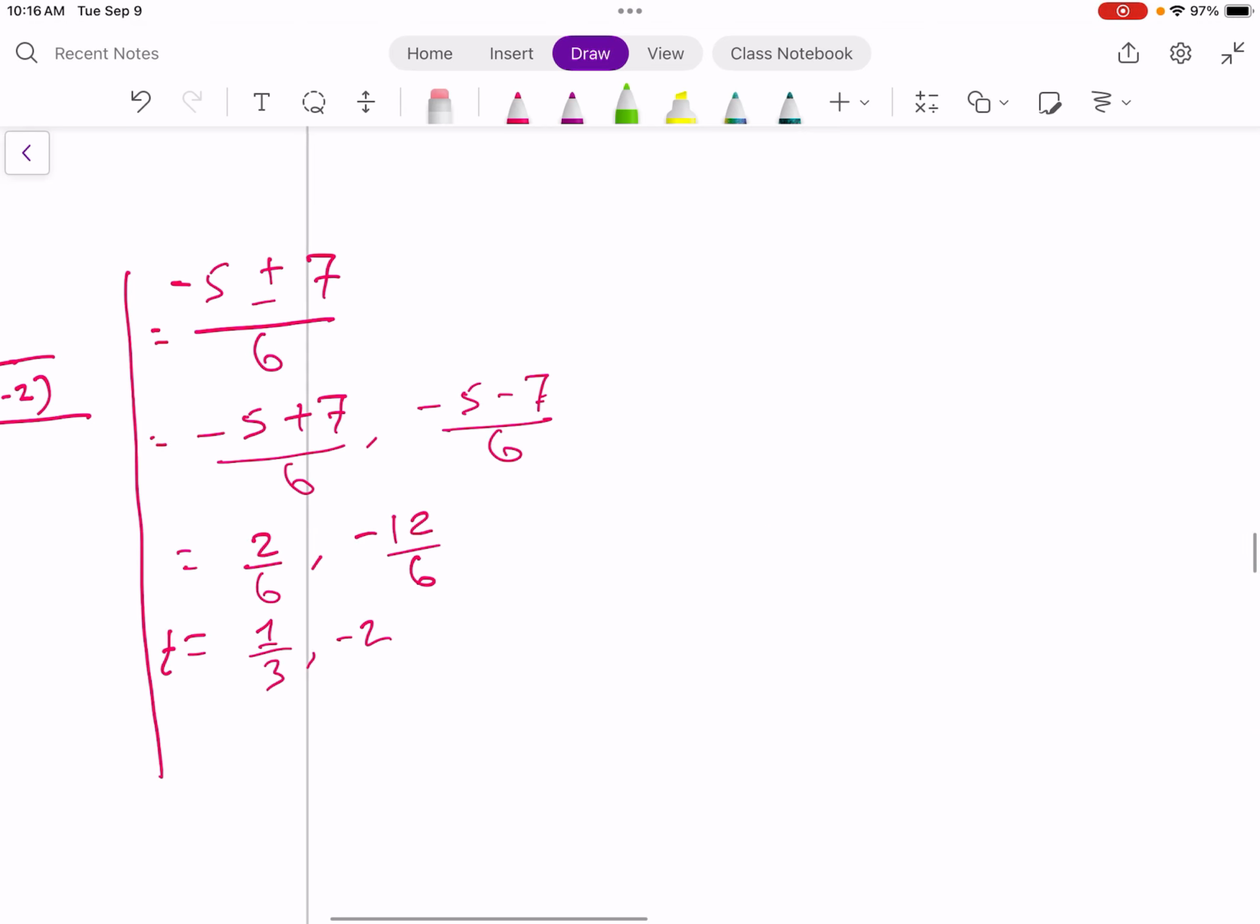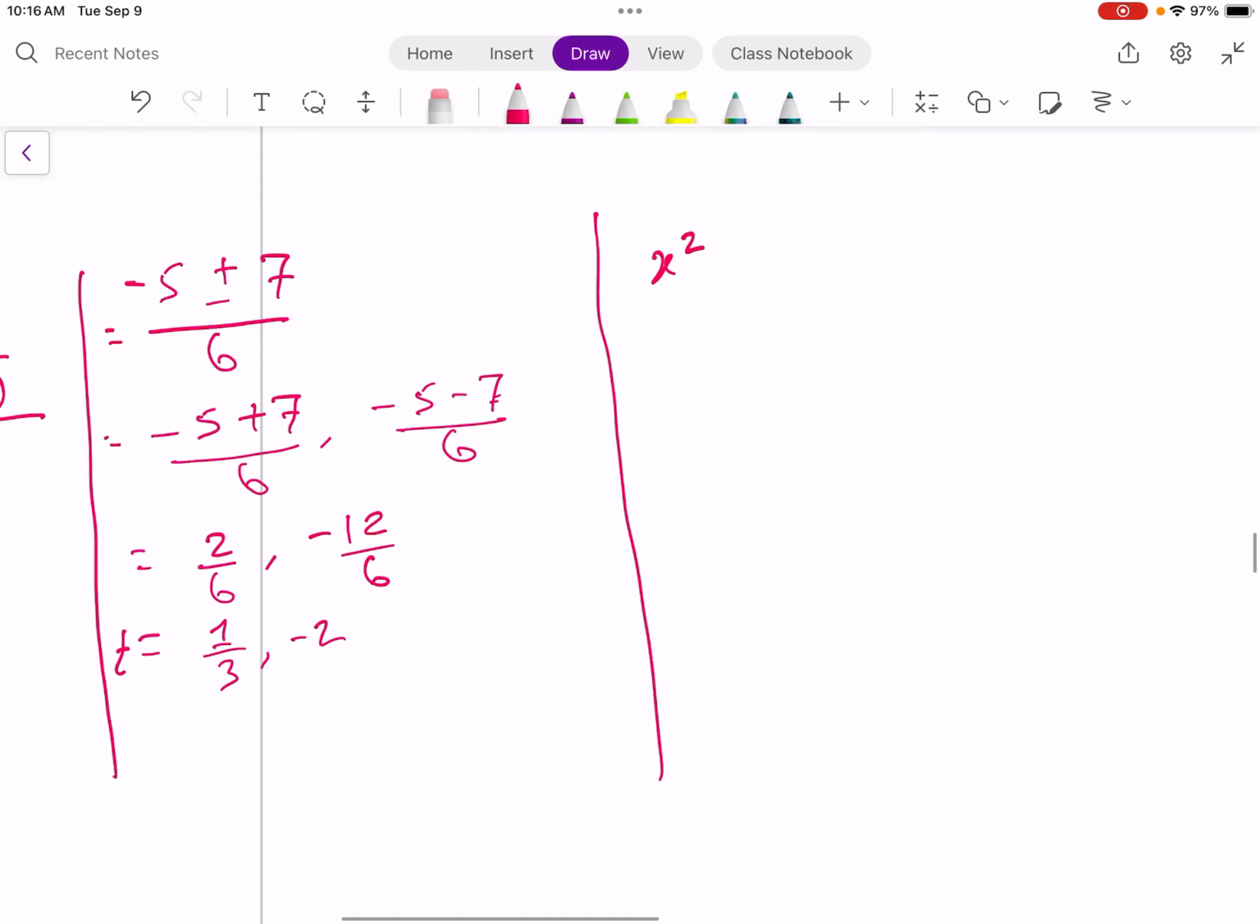Now let's replace our t by these numbers. We have x square equals t. Let me take 1/3 first. And if we take negative 2, our equation is x square equals negative 2. Do you have a question? Now we are not done yet.